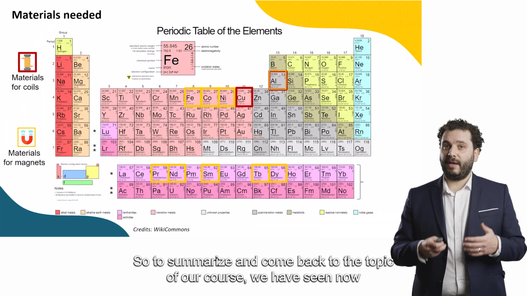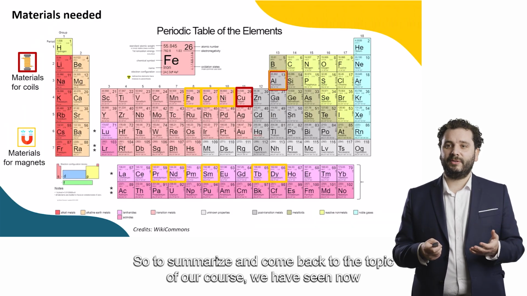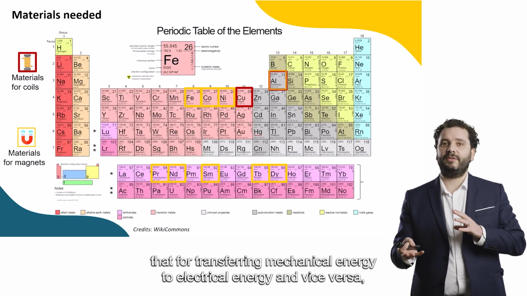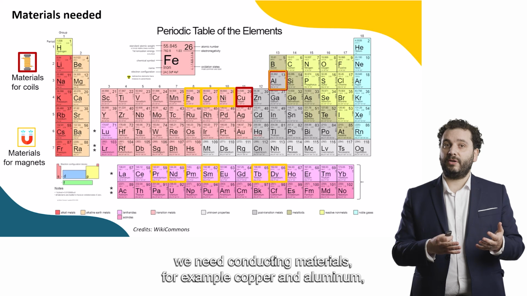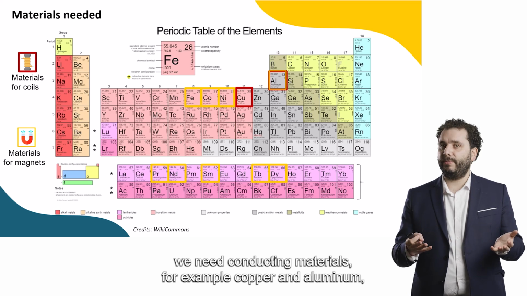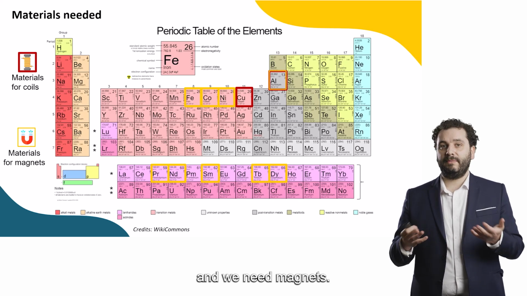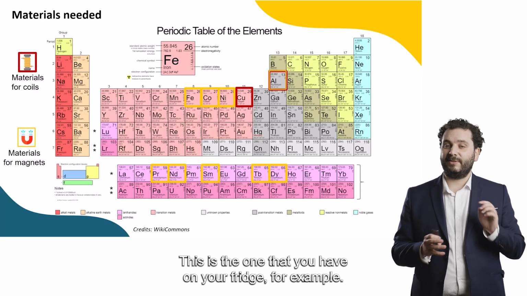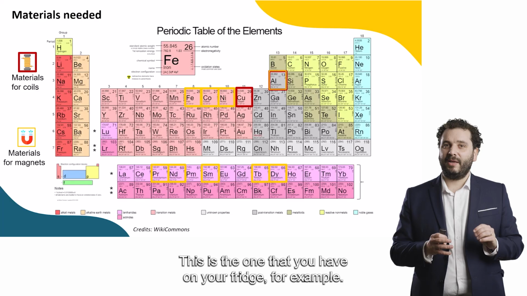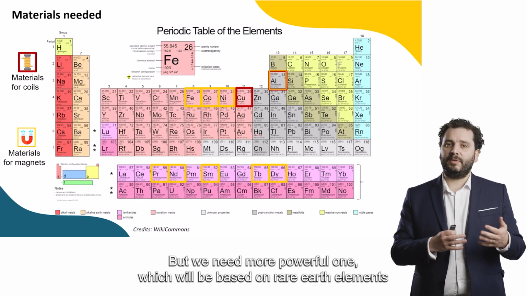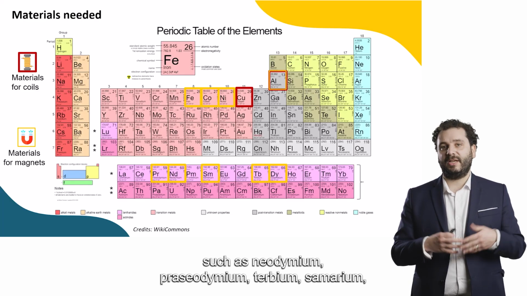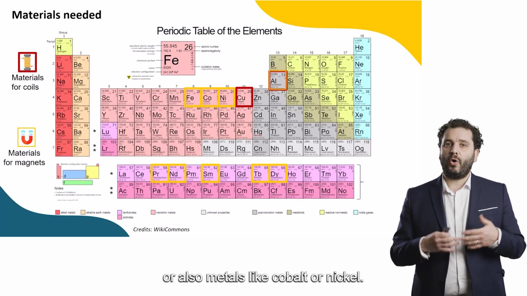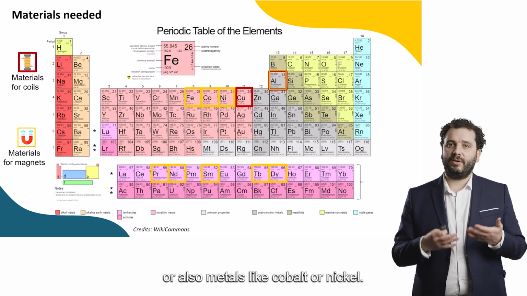So to summarize and come back to the topic of our course, we have seen now that for transferring mechanical energy to electrical energy and vice versa, we need conducting materials, for example, copper and aluminum, and we need magnets. And magnets can be iron. This is the simplest one. This is the one that you have on your fridge, for example. But we need more powerful ones, which will be based on rare earth elements, such as neodymium, praseodymium, terbium, samarium, or other metals like cobalt or nickel.